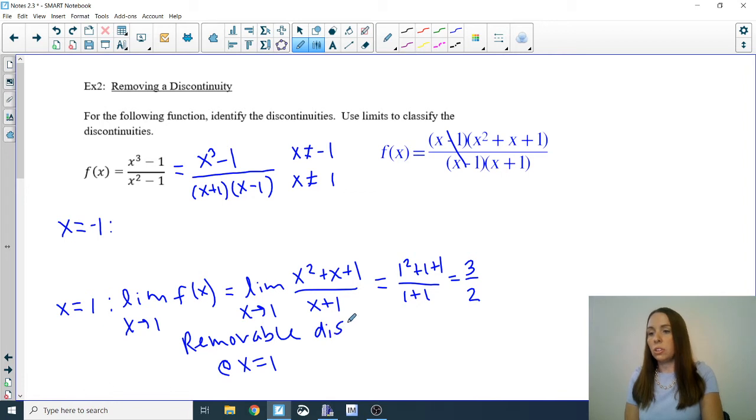Removable. I guess I should put the word discontinuity in there. Isn't that beautiful? All right.